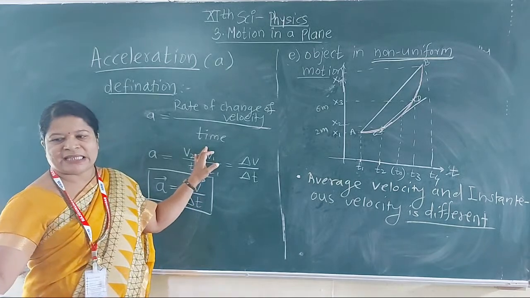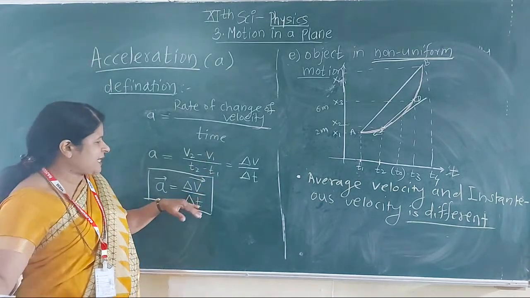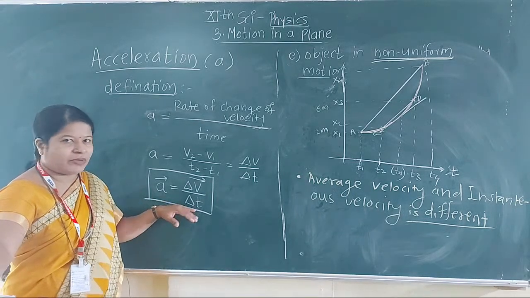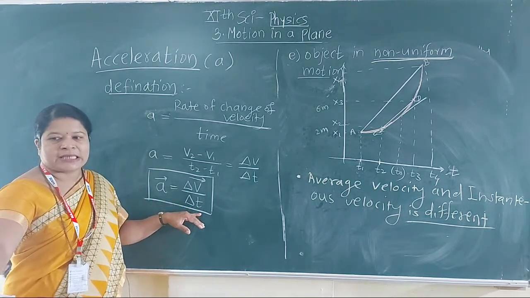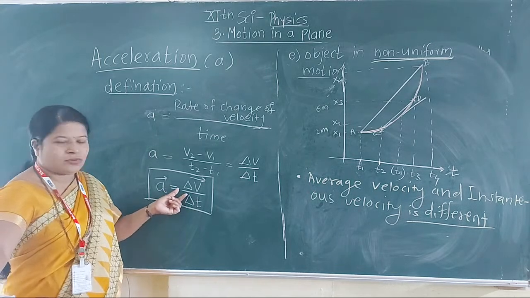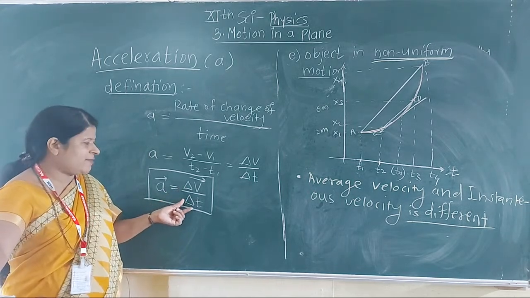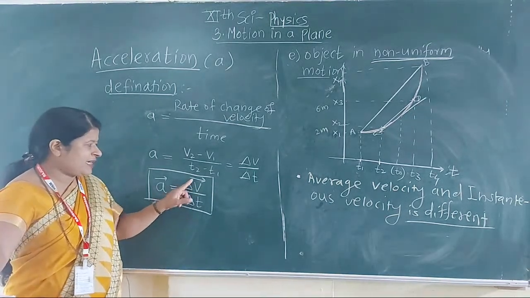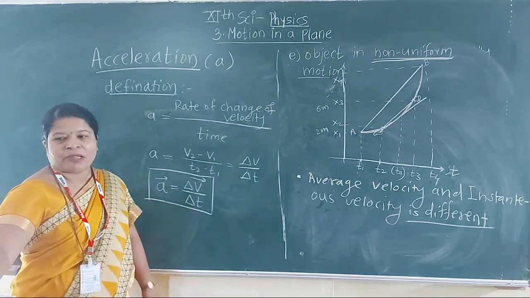We call it acceleration, and this acceleration we get as the average acceleration. Vector a is equal to delta v divided by delta t. Delta v is a vector, therefore vector delta v divided by delta t.